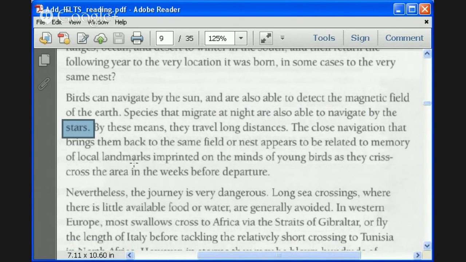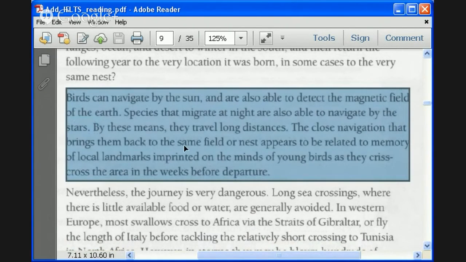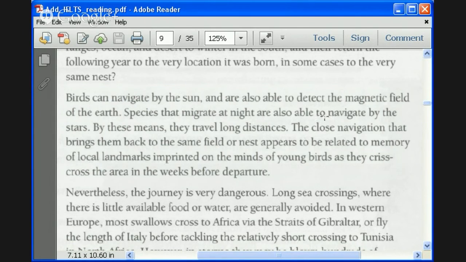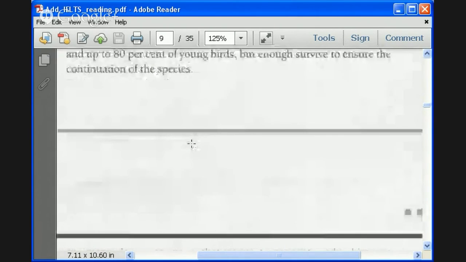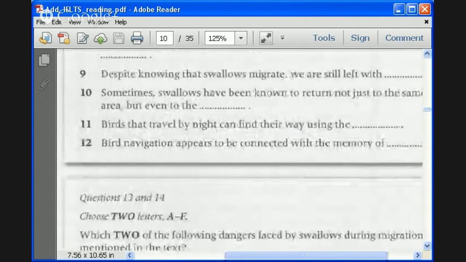Indeed. This is navigation, which causes me to go directly to navigate, navigate, navigate. All right, that's what they're talking about. Navigate is finding your way. And there it is, pretty clear. Migrate at night. By the stars, definitely. Okay. Faishal.